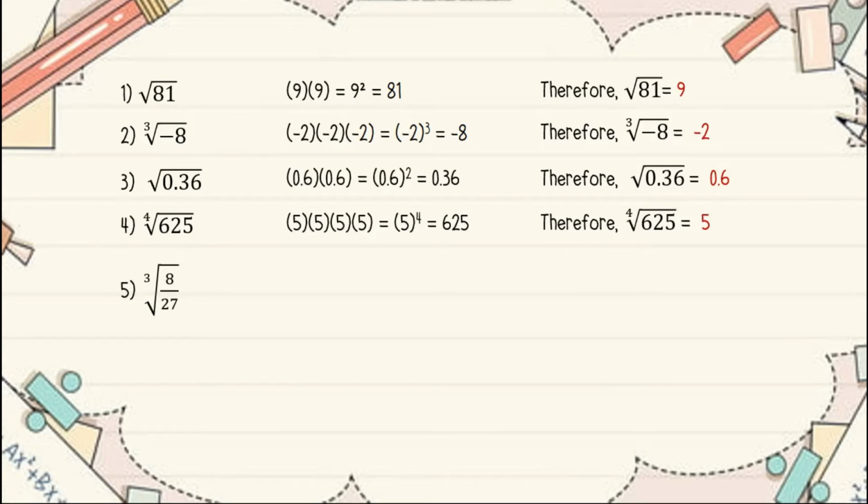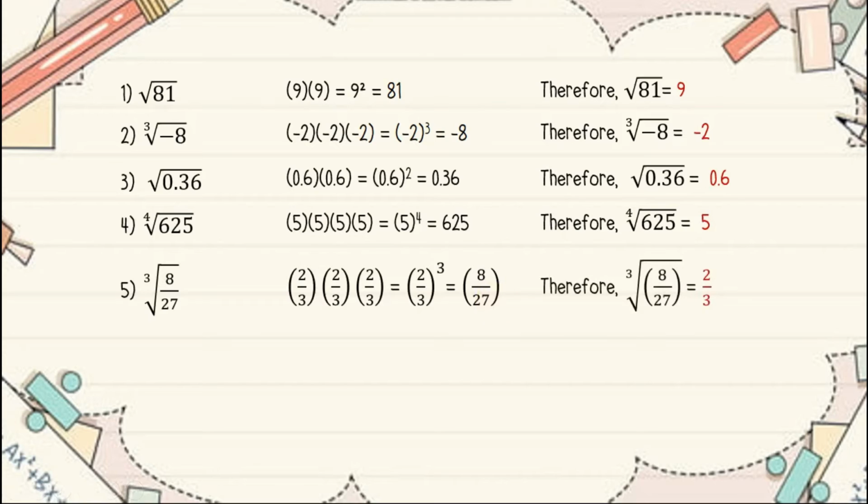Next, how about the cube root of the fraction 8 over 27? So you think of a rational number multiplied by itself thrice that will be equal to 8 over 27. And that would be 2/3. So multiplying all the numerators, 2 times 2 times 2, it will be equal to 8. On the denominator, the product is 3 times 3 times 3, which is 27. Therefore, the cube root of 8 over 27 is 2/3.